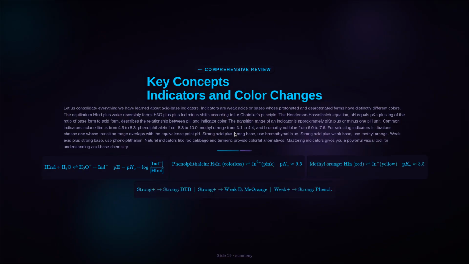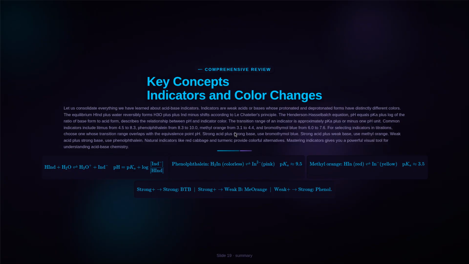Let us consolidate everything we have learned about acid-base indicators. Indicators are weak acids or bases whose protonated and deprotonated forms have distinctly different colors. The equilibrium HInd plus water reversibly forms H3O+ plus Ind-, shifting according to Le Chatelier's principle. The Henderson-Hasselbalch equation, pH equals pKa plus log of the ratio of base form to acid form, describes the relationship between pH and indicator color.